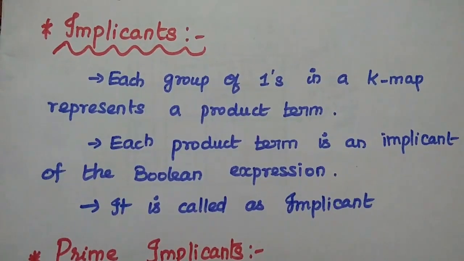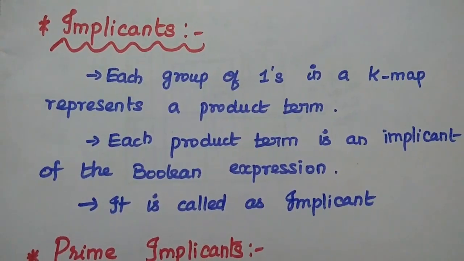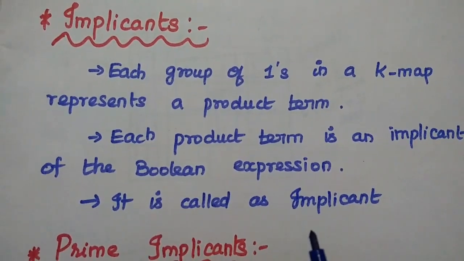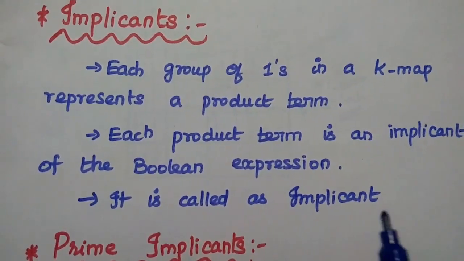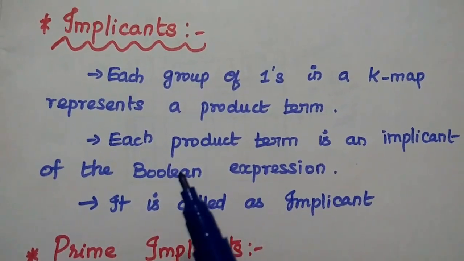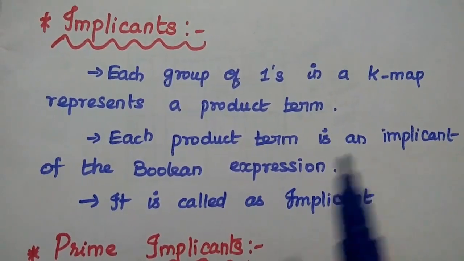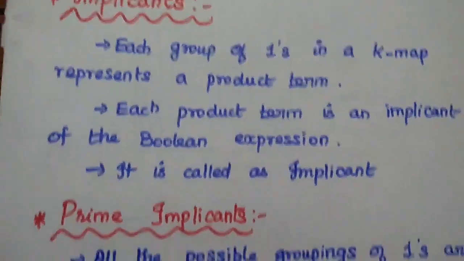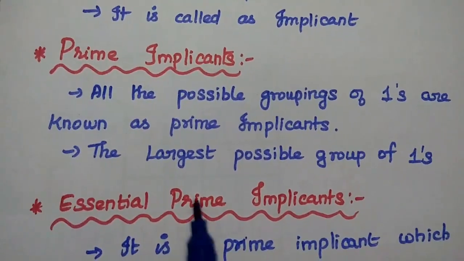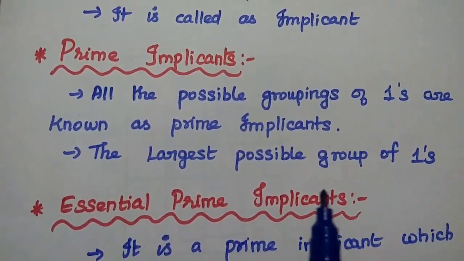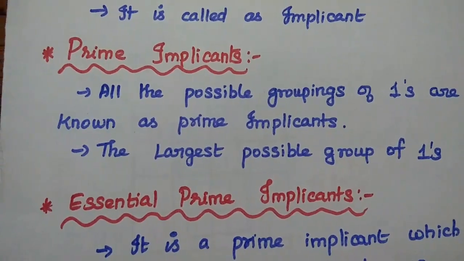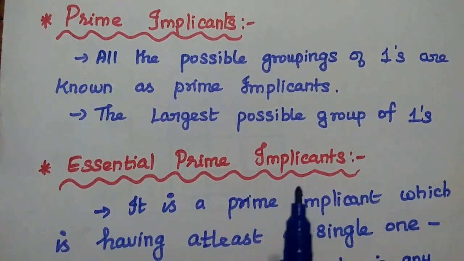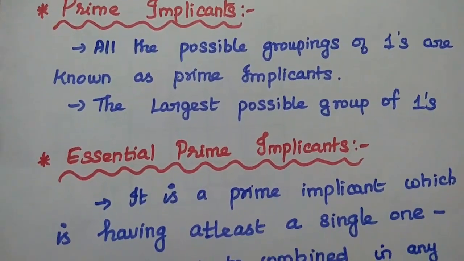In K-map, each group of ones represents a product term, and the summation of all the product terms gives us a Boolean expression. So we can say each product term is an implicant of the Boolean expression. Hence it is called an implicant. Prime implicants: it is the largest possible group of ones. Okay, so a prime implicant represents the largest possible group of ones in a K-map.